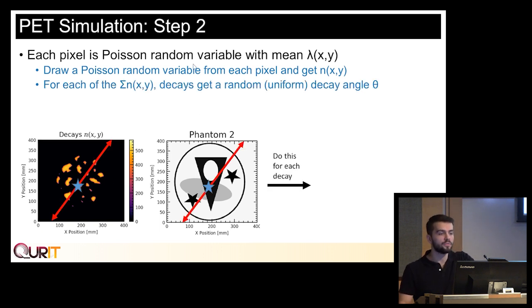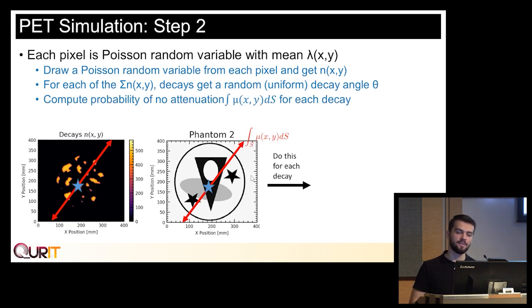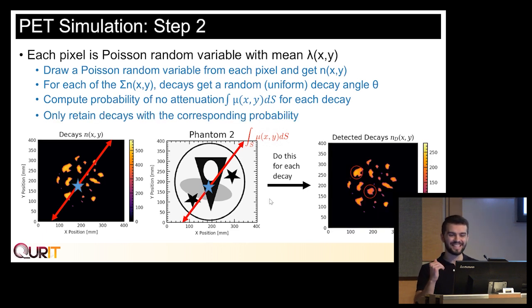For all of these decays, so the total number of decays is the sum of n of xy, I get a random uniform decay angle theta. So each one of these points on this 2D histogram has a decay angle theta. And so what's happening in the phantom corresponds to the same region here. And so you get a line that looks like this. You do this for each decay, and you compute the probability of no attenuation by integrating over this phantom, this integral here. And you get the detected decay. So this is what you actually measure in your detector.